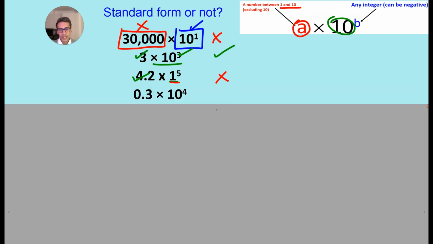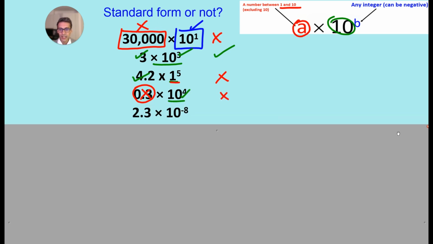Let's decide if this is in standard form. Okay, so hopefully you've spotted that this is not between 1 and 10, it's actually less than 1, so that doesn't work. The rest of it technically does, but overall it's not in standard form. Okay, 2.3 times 10 to the negative 8, is this in standard form or not? Okay, so we can see, is this between 1 and 10? Yes. Are we multiplying by 10 to the power of something? Yes. Is that an integer? Well, an integer is a whole number, can be positive or negative, or can even be 0. So yes, this is in standard form.